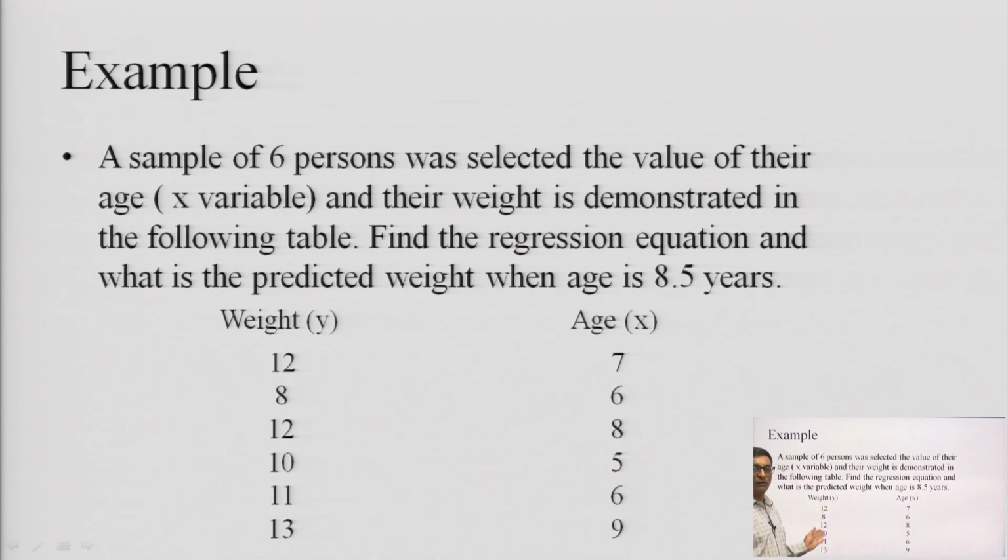So, these are the values given in the example. The person whose age is 7 years has a weight of 12 kilograms, and the person whose age is 6 has a weight of 8 kilograms, and the person aged 8 has a weight of 12 kilograms, and the person whose age is 5 years has a weight of 10 kilograms, and for the age of 6 years the weight is 11 kilograms, and for the age of 9 years the weight is 13 kilograms.